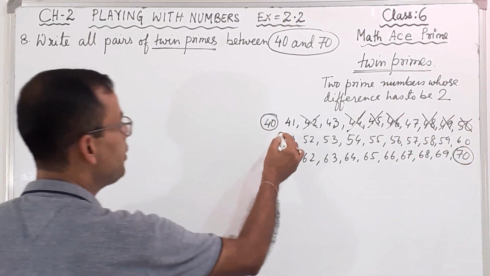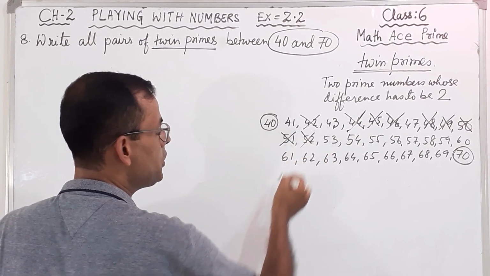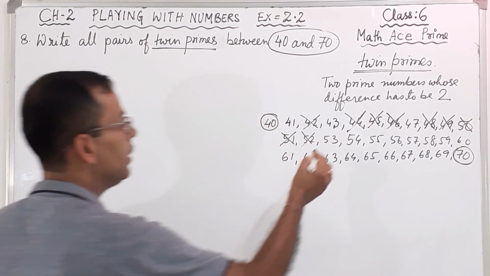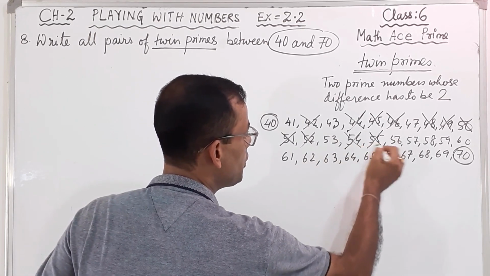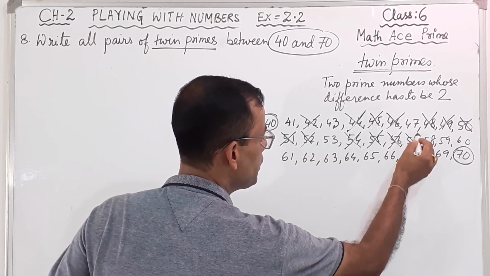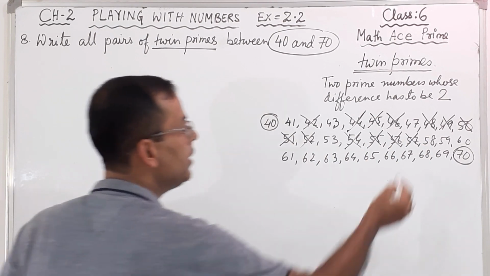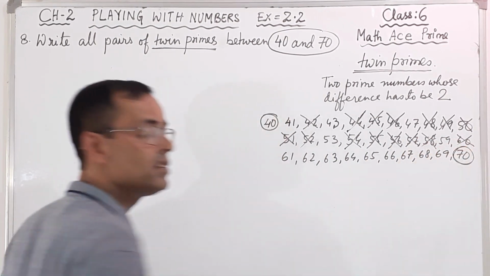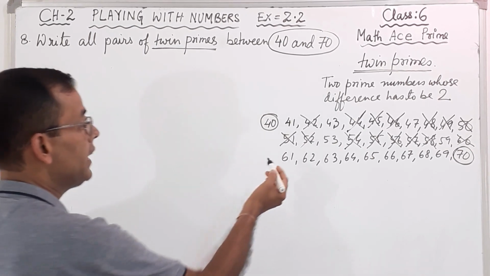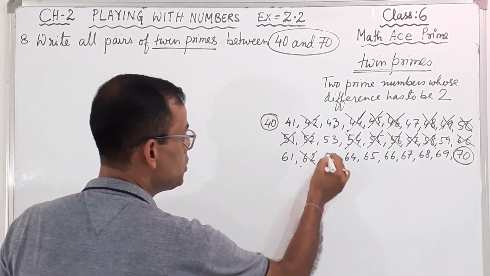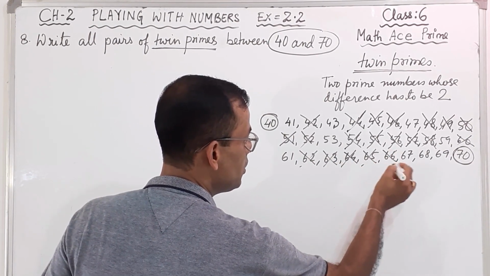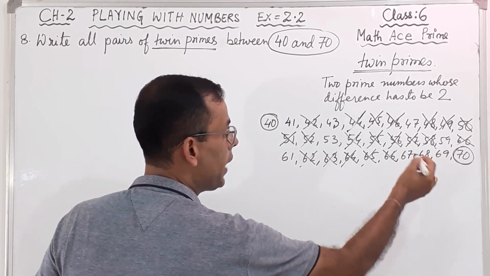Now after that, 51 is also not a prime number. 52 is also not a prime number. 53 is a prime number. Then 54 no, 55 no, 56 no, 57 no, 58 no, 59 yes, it is a prime number. 60 is not a prime number. Then 61 is a prime number. 62 no, 63 no, 64 no, 65 no, 66 no, 67 is a prime number.